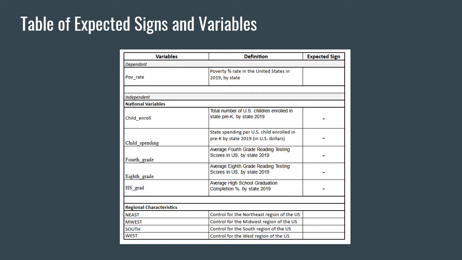We want to know, what is our expected sign? What is our assumption of the data? We start with enrollment rates of pre-K students, where we assume that as higher rates of student involvement in these programs occur, the long-term effect of that is poverty rates are going to decrease.